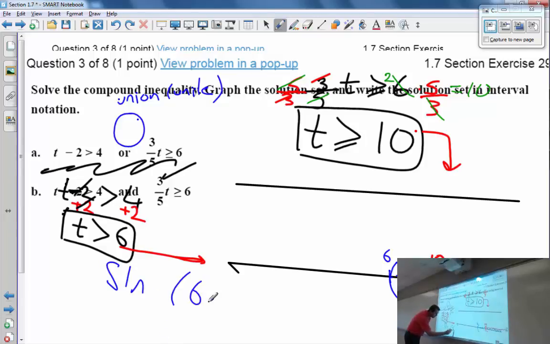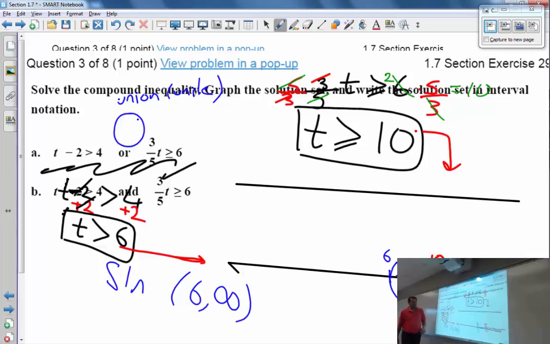still 6 to infinity. 6 to infinity. Or t is greater than 6. Does it make sense? Are you with me? Alright? So, in union, if one solution happens to be living inside another one, it just dissolves, it just disappears. And the bigger set survives as the answer, okay?